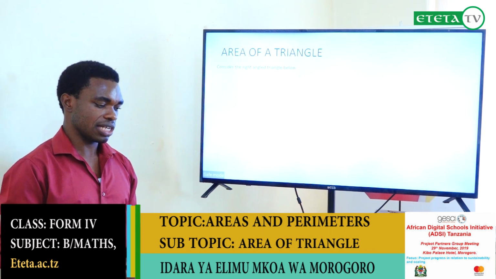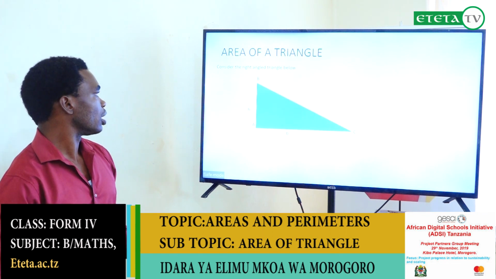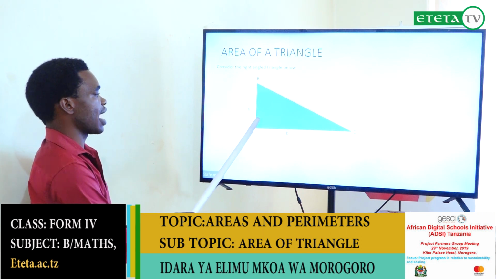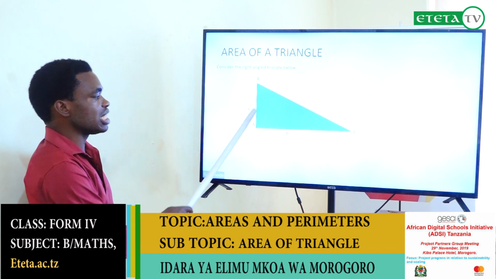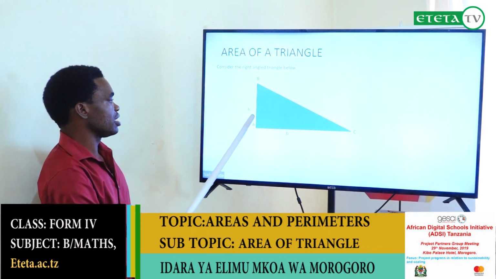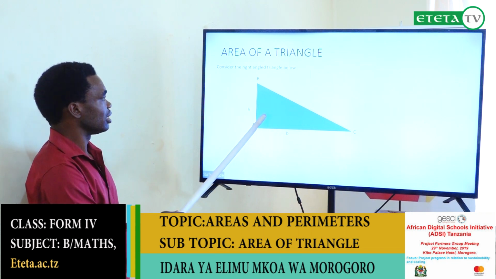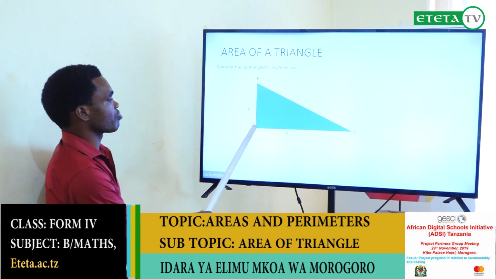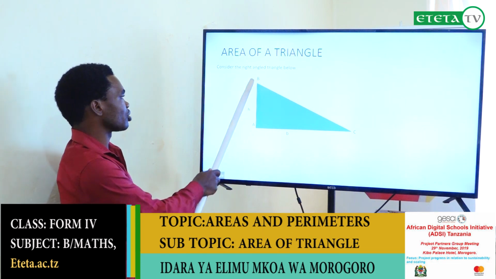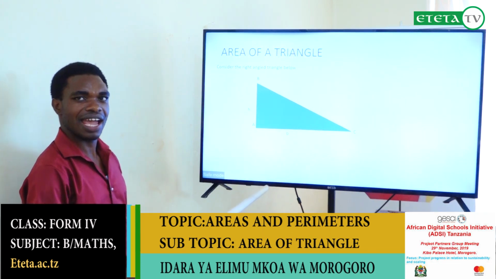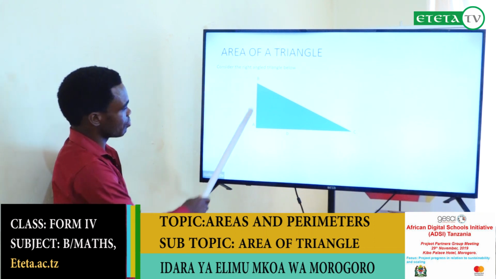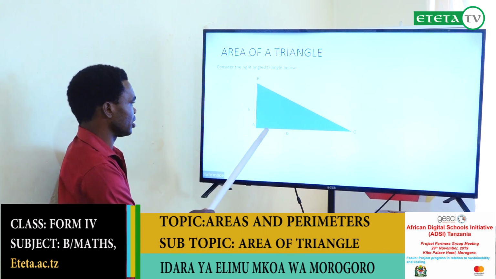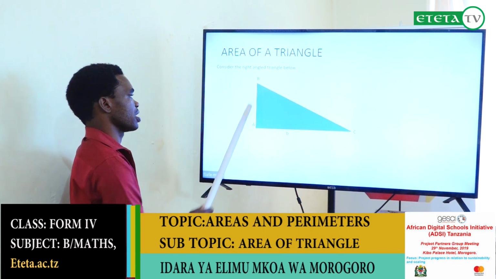Now let us consider the right angle triangle below. This is the right angle triangle. Here it must have a right angle. Observing here, this side and this side normally meet at a right angle, and therefore this is a right angle triangle. In the right angle triangle, the base will be this one, and the height will be this one. The base and the height must be perpendicular. As you can observe, AC and AB should meet at a right angle. This one should be the base, and this one should be the height.